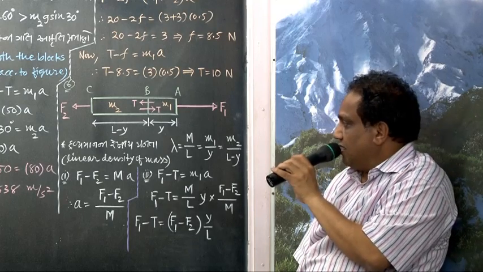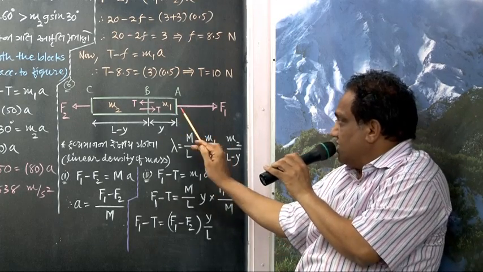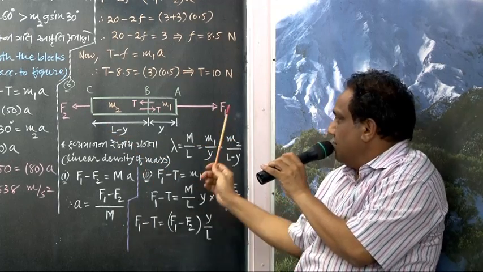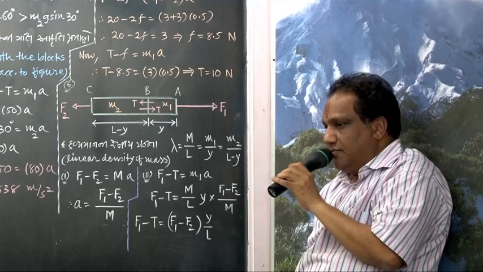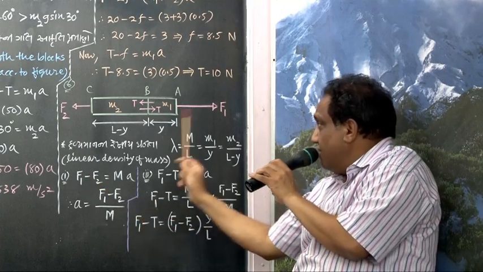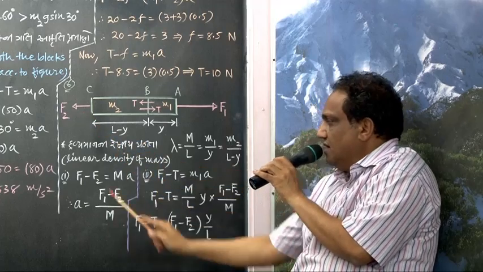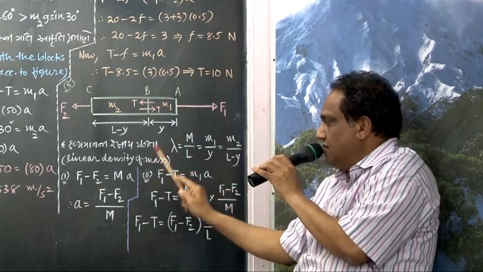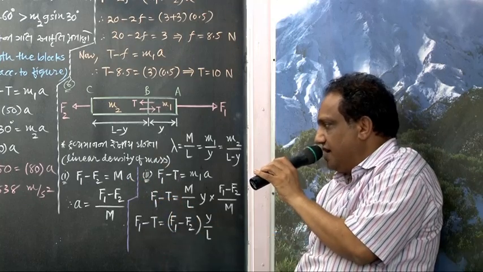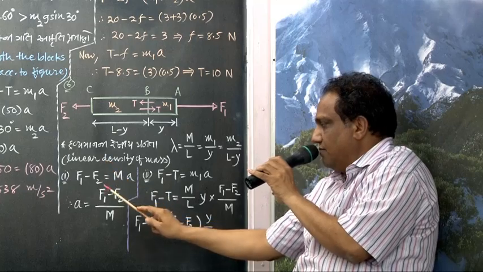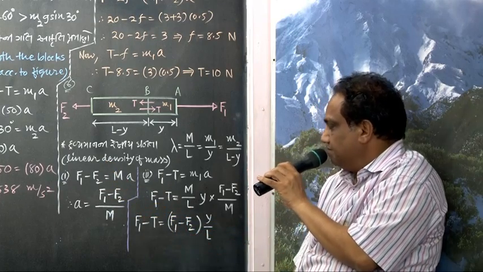Now tell me, what is the right-hand side force? It is the bigger force. The left-hand side force is the smaller force. Bigger minus smaller gives the resultant force, so F1 minus F2. Resultant force is mass into acceleration. Mass of the entire rod is capital M, into acceleration A. So A is F1 minus F2 upon M.